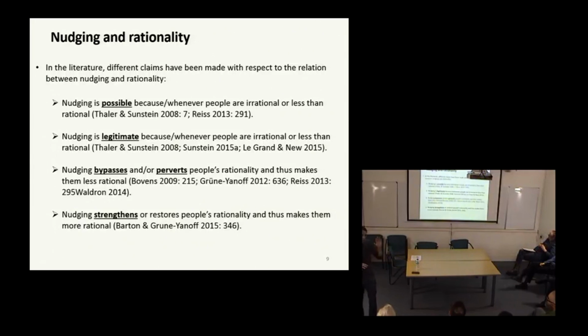Okay, so what I want to do in the paper is to disentangle a number of claims that are being made with respect to the impact of nudges on rationality. There's a bunch of things out there. So some say nudging is possible because people are irrational or less than rational. Nudging is legitimate because people are irrational. Nudging makes people less rational, or it bypasses people's rationality, or it perverts people's rational decision-making capacities. And some would even claim that it increases people's rationality.